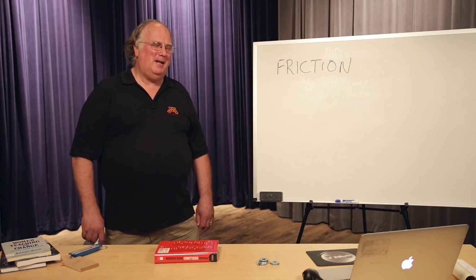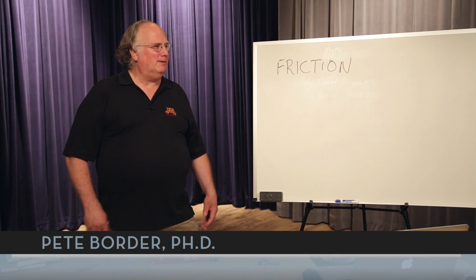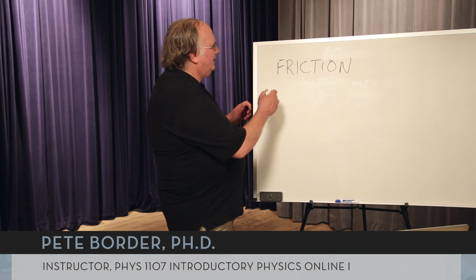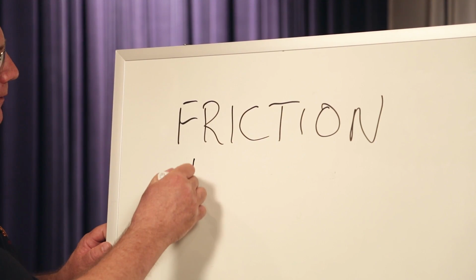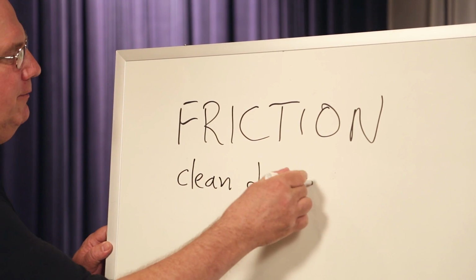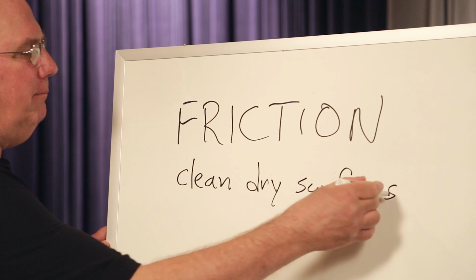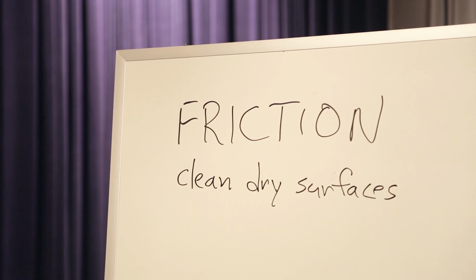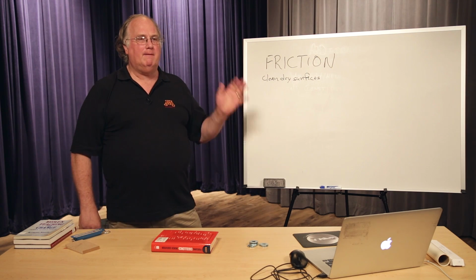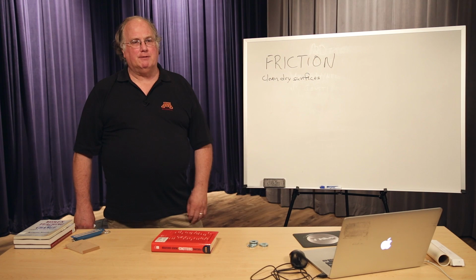Okay, hello. Today's lab is about friction. Friction is a very complicated subject. The friction we're doing in these labs is the friction of clean, dry surfaces on top of each other as they slip over each other. There are other kinds of friction for things like fluids, water, air, and so on. Those are really different. This is only for clean, dry surfaces.